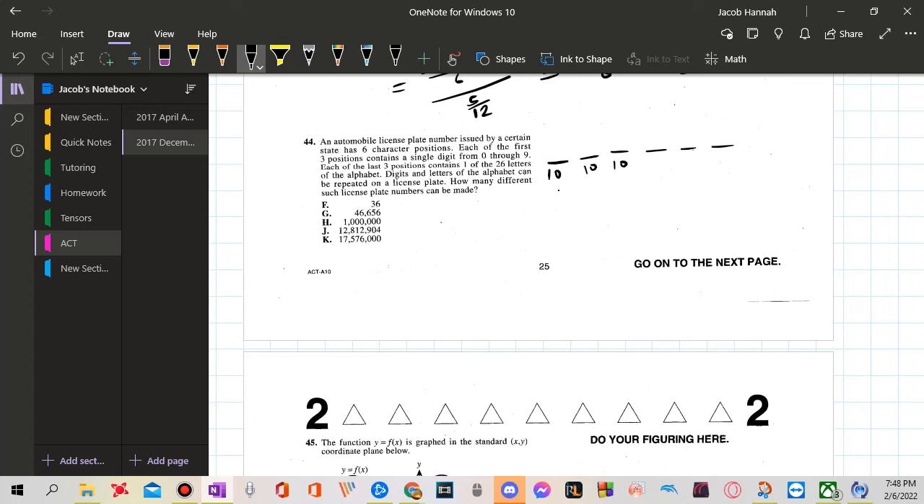So for the last 3 positions, it could be a letter of the alphabet. So it could be one of these 26 letters. Alright? So this could be A, B, or C, etc. So that's what the last 3 are going to be. So if there are all those different combinations, then you just multiply these across. So 10 times 10 times 10 times 26 times 26 times 26. It's going to equal 17,576,000, and that's K.